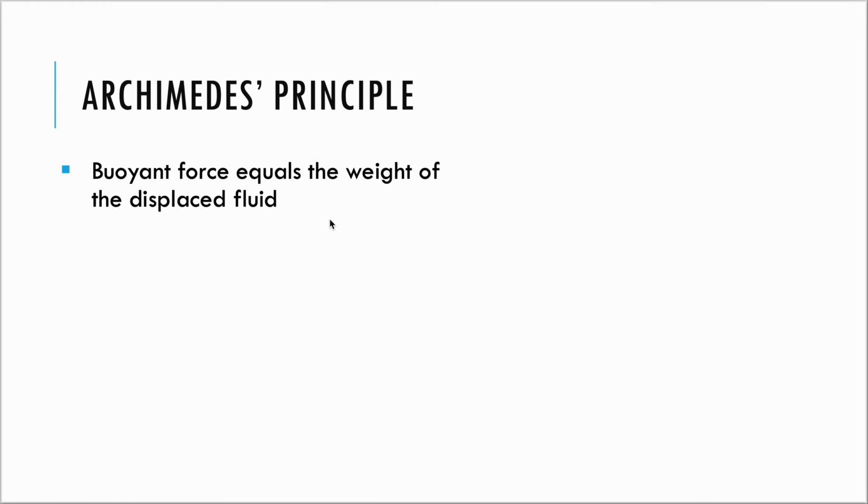How do we calculate buoyant force? We're going to use Archimedes' principle. Archimedes' principle says that the buoyant force equals the weight of the displaced fluid. In equation form, we have buoyant force is equal to density of the fluid times V, the volume of the fluid displaced, times g, which is our 9.8 meters per second squared.